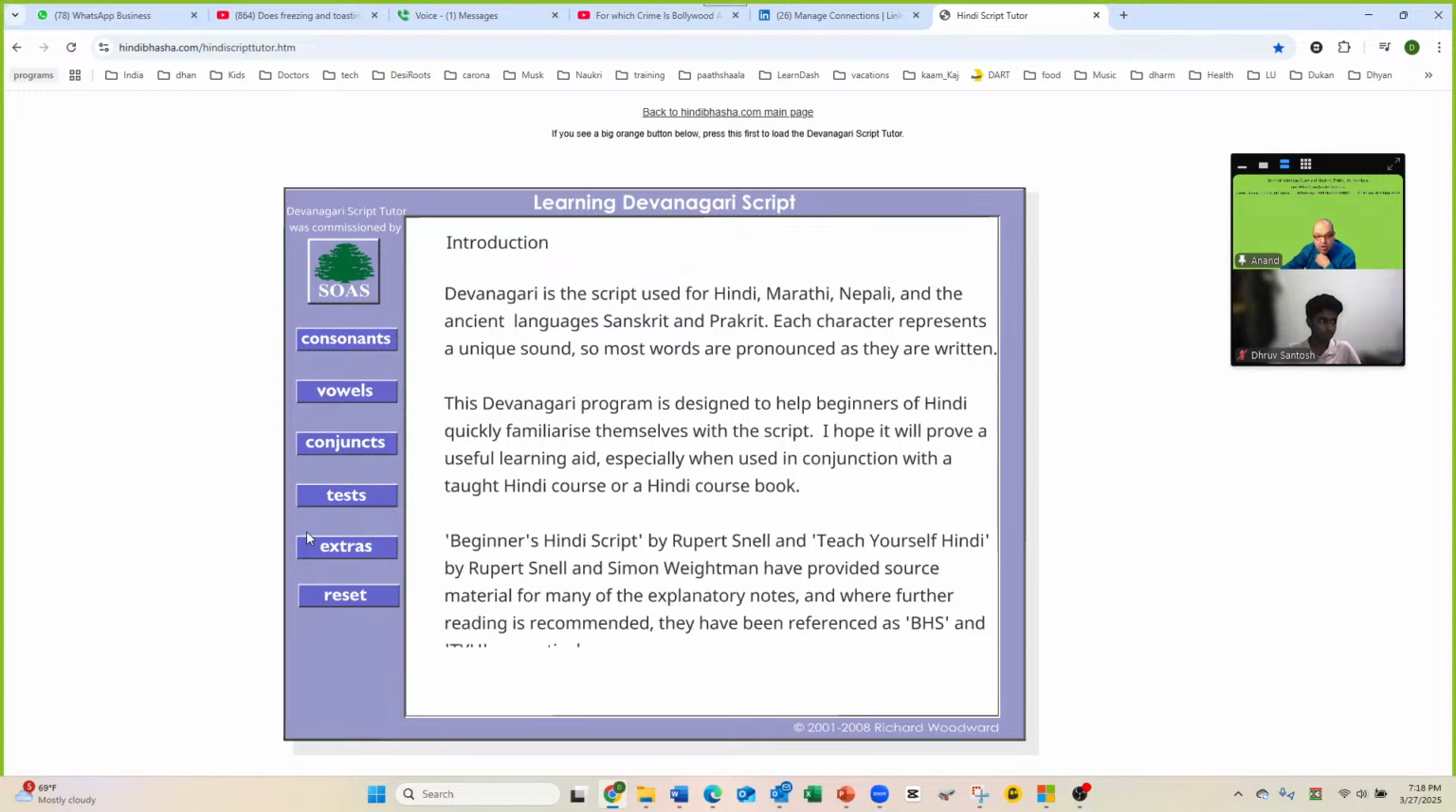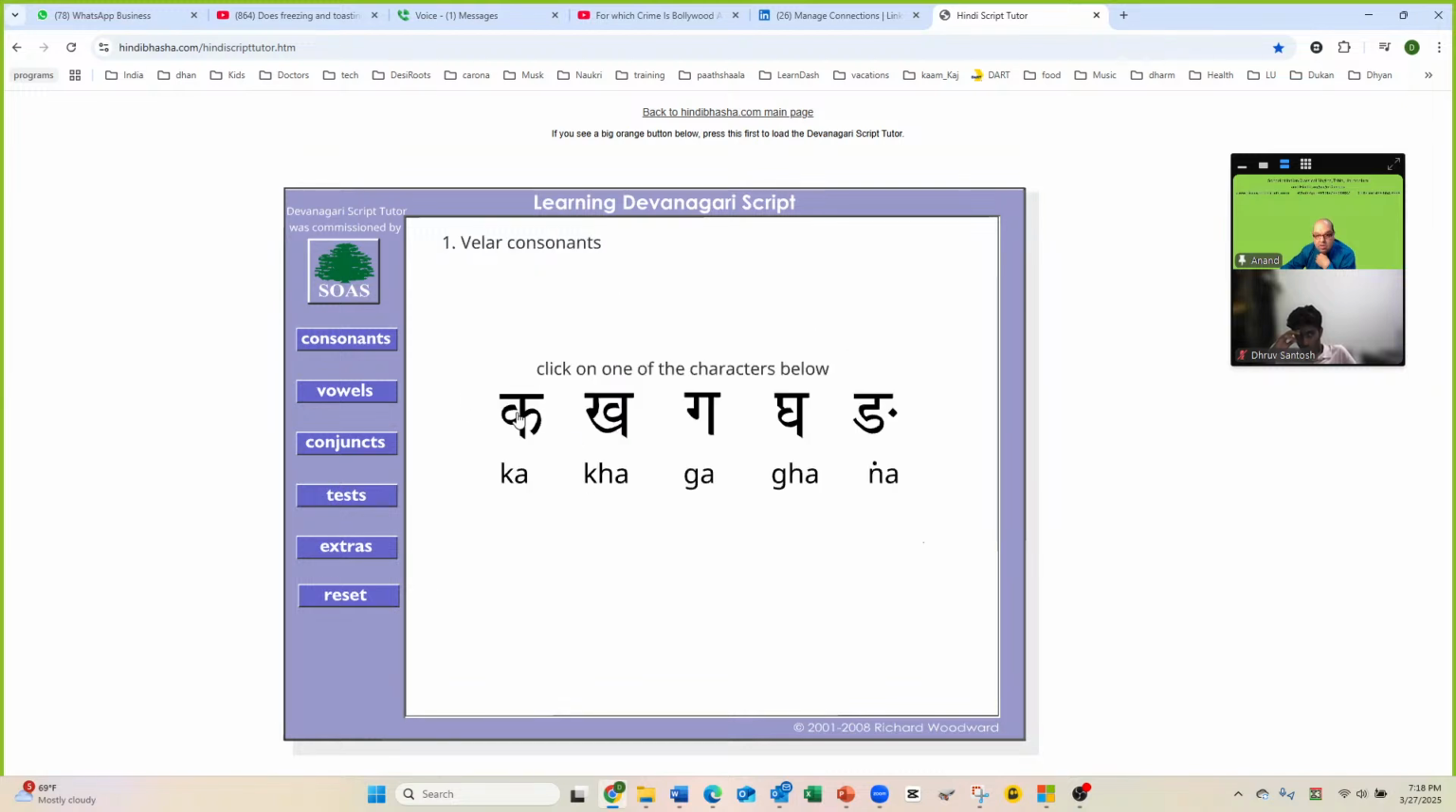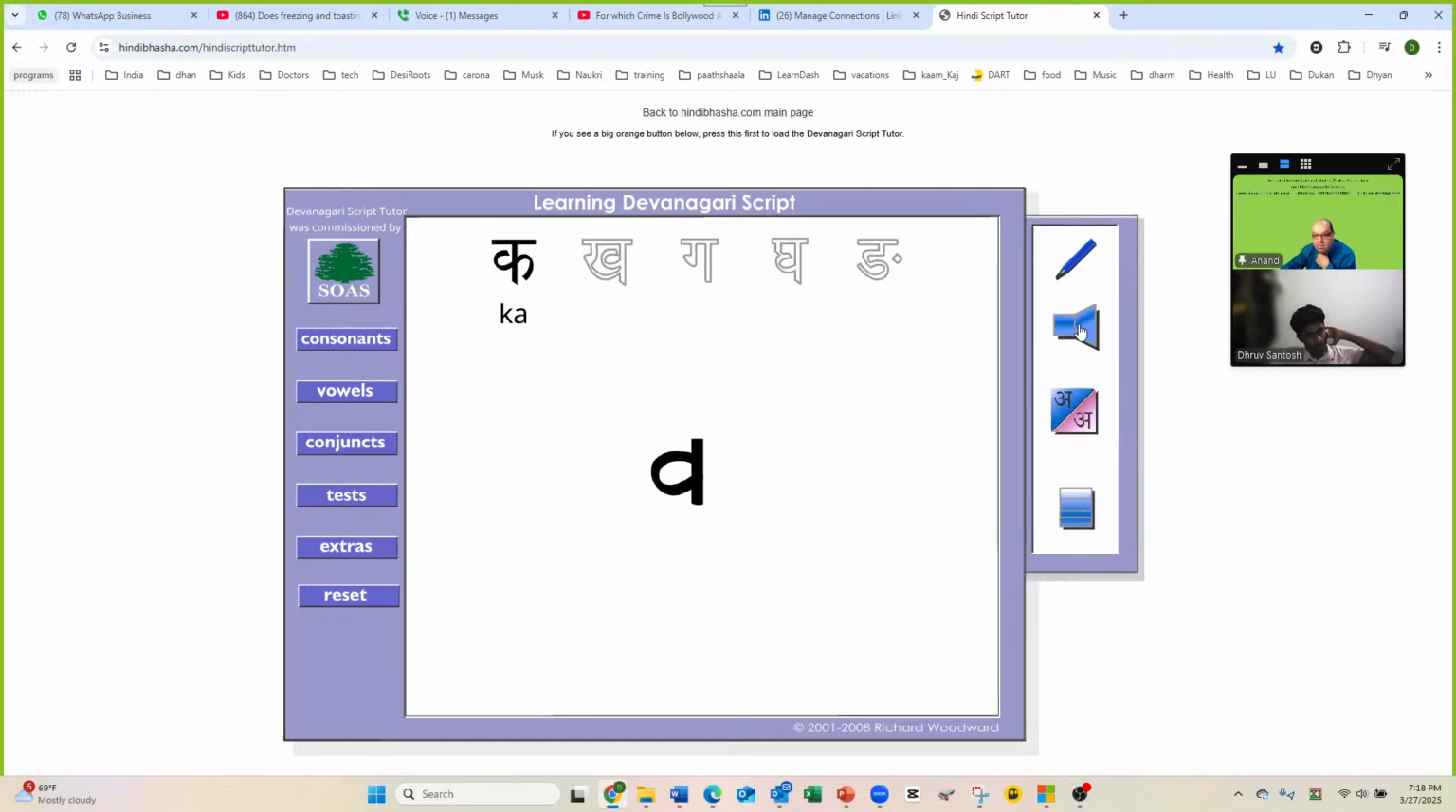You could come here onto this tool, and I'll send you a link today again. You go through these letters, and it will give you the sound. You select a letter. Ka. Did you hear that? Yeah, I think I did. It says ka, as in the English word skin, sk, ka. You can hear this letter, and when you click on this pencil, it also shows you how to draw the letter.